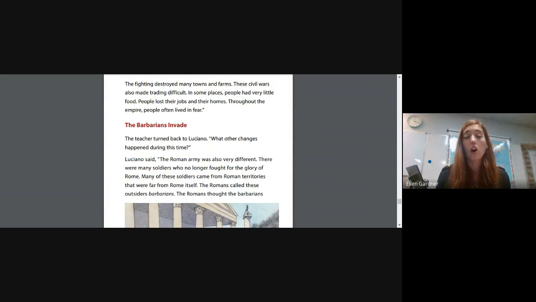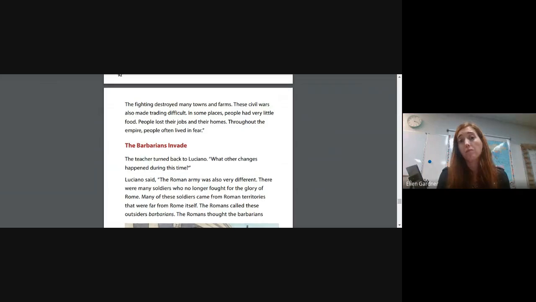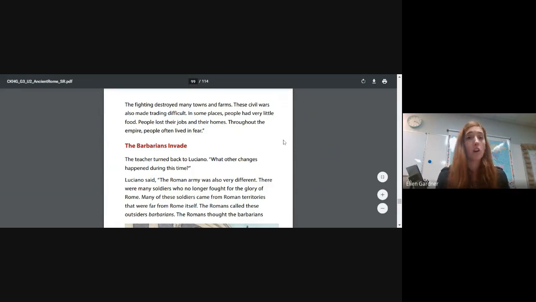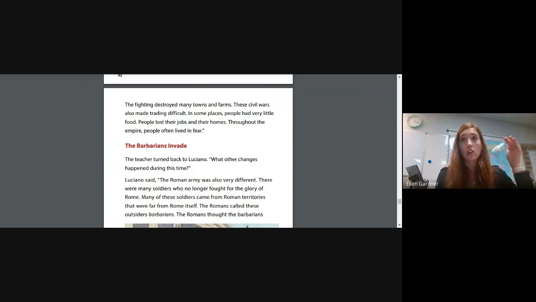These civil wars also made trading difficult. In some places, people had very little food. People lost their jobs and their homes. Throughout the empire, people often lived in fear. So life was difficult for people who were in the upper class, who were more likely to have people be plotting against them, and also in the lower class, where a lot of them didn't have basic needs like food, because trading was in such a bad place.